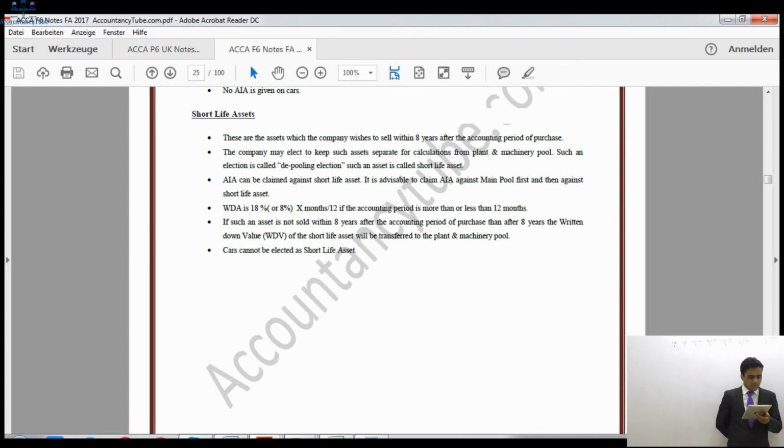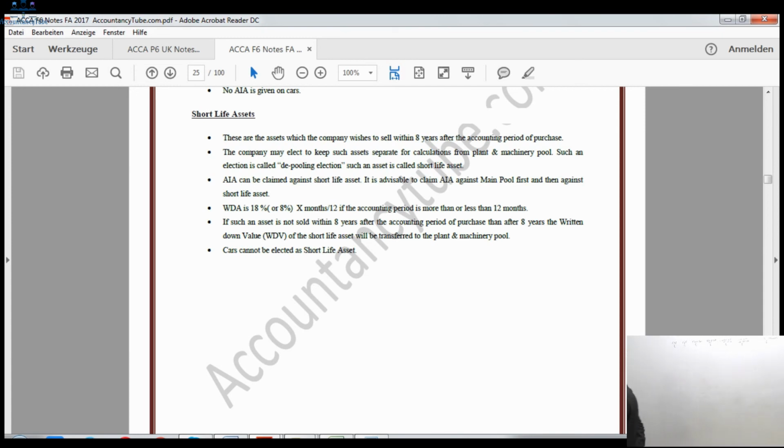Now after that, if there is private use of the car by the proprietor, again it tells us by the proprietor, not by the employee, then the capital allowance is calculated on the full cost, but only the business proportion of the capital allowance can be claimed in order to deduct it from the trading profits. And again, it does not apply to companies. Now again it says that the private use assets must be kept separately, and no annual investment allowance is given on the cars.